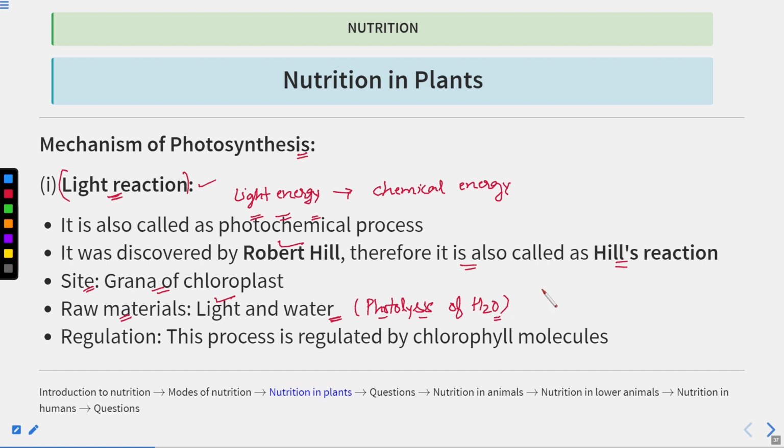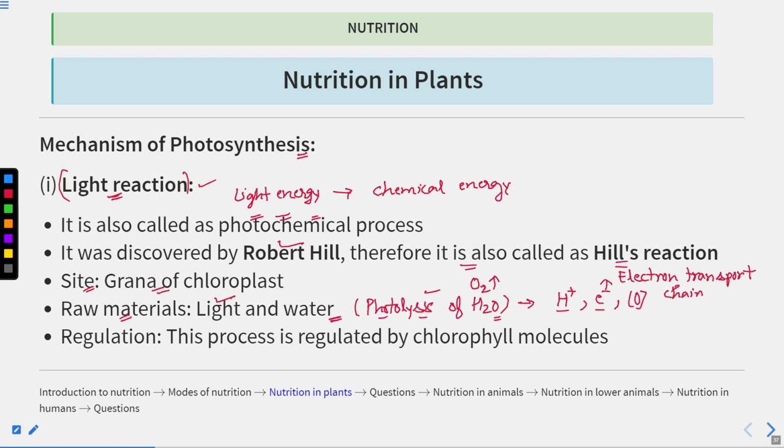This breakdown of the water releases protons as well as electrons. And oxygen is also released. Here I'm writing molecular oxygen. So by the photolysis of water, oxygen evolution takes place. Besides this, protons and electrons are also released, and these electrons take part in the electron transport chain. So water is very essential to carry out photosynthesis.